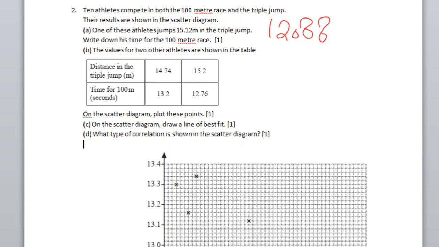Alright, part B. The values for the 2 other athletes are shown in the table. On the scatter diagram, plot these points. So we have to plot 14.74 on the x-axis and 13.2 on the y-axis, and then another cross at 15.2 and 12.76. So let's do that.